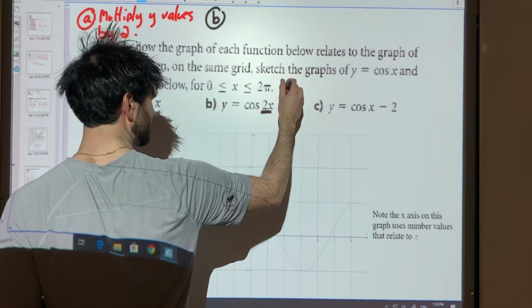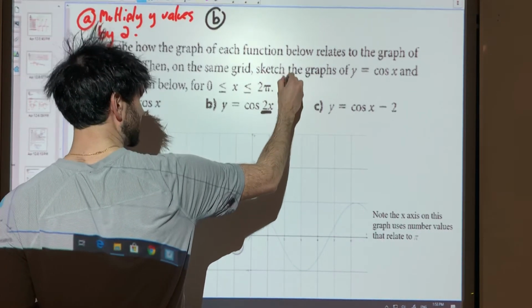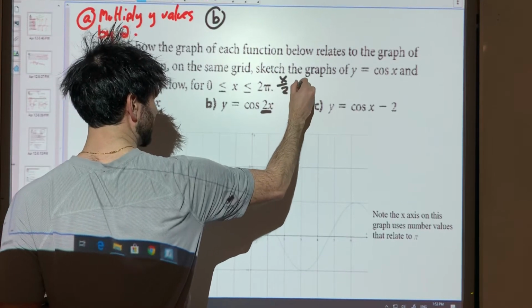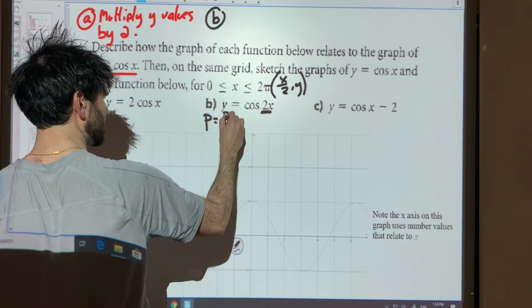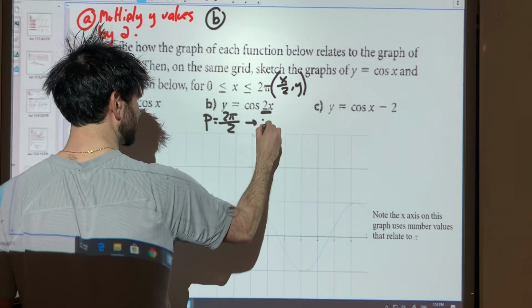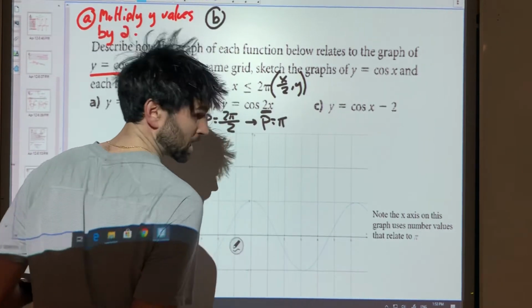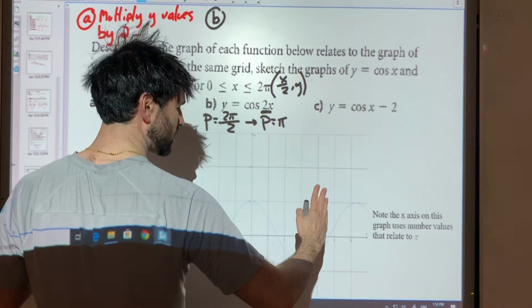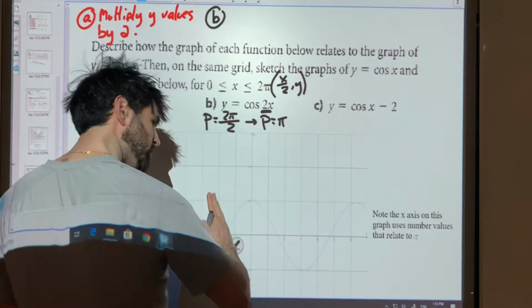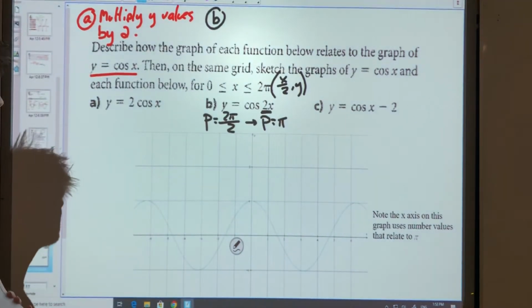So normally what we'd be doing, well, it's still the same. We're going to be taking our x values and dividing by 2. So that's what happens. What happens to our period? Well, the period is 2 pi over 2, so the period becomes pi units. So basically, we would say this is a horizontal compression, and we're going to be squishing cos in.